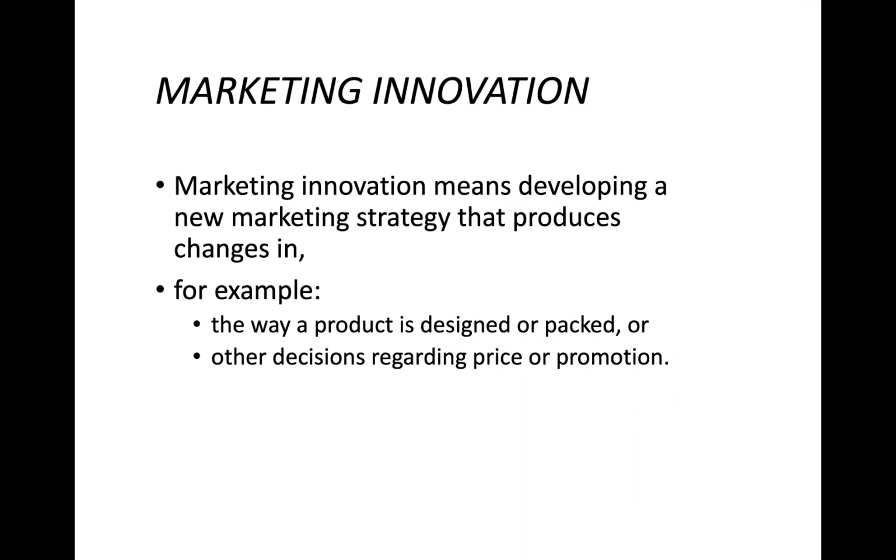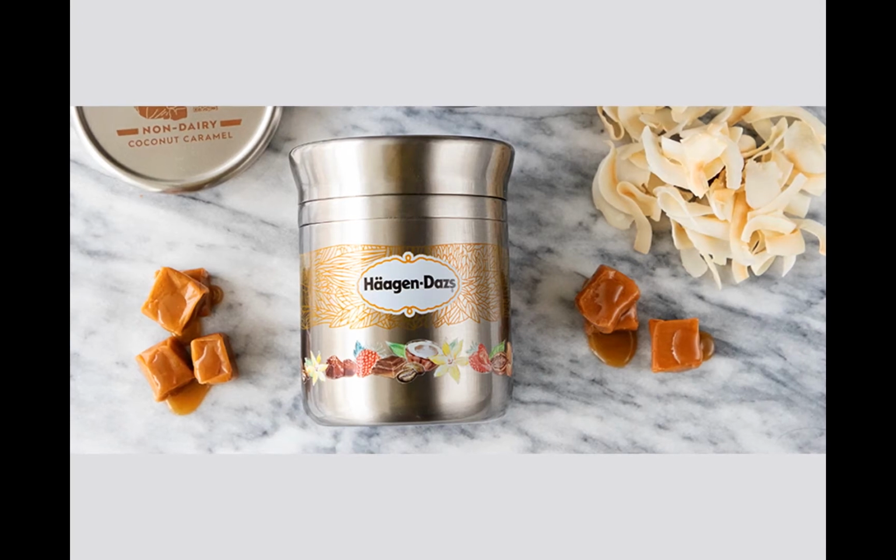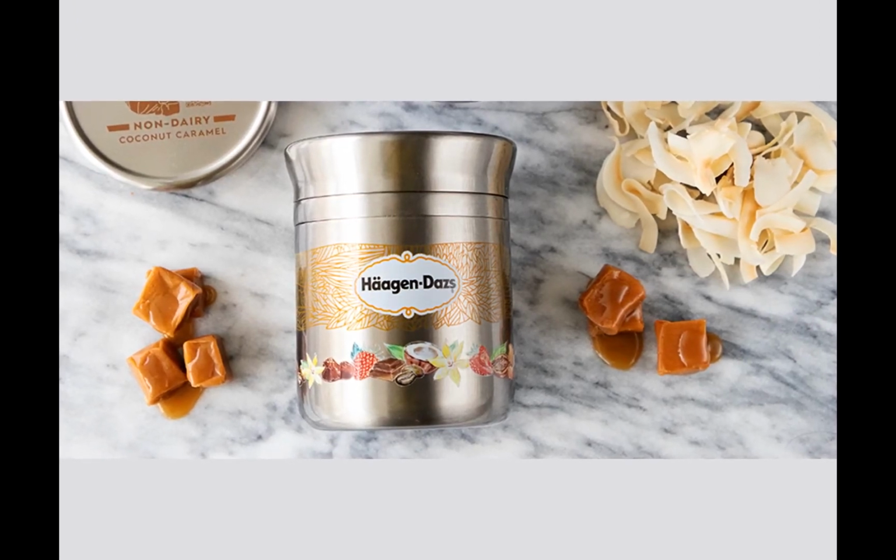Finally, the Oslo Manual of Innovation lists marketing innovation as the fourth crucial aspect of innovation in business. And this means developing a new marketing strategy that produces changes in, for instance, the way a product is designed or packaged, or even other decisions regarding price or promotion. A great example of this would be Häagen-Dazs's new waste-free containers.